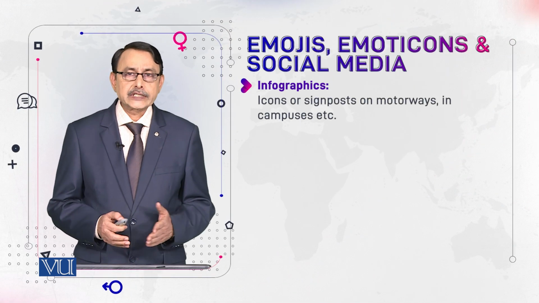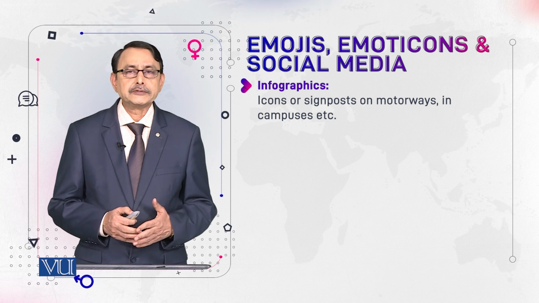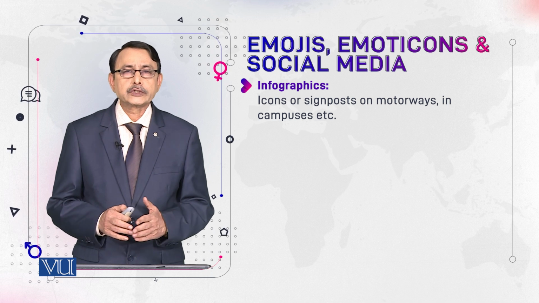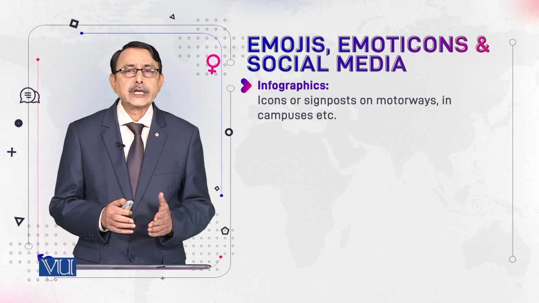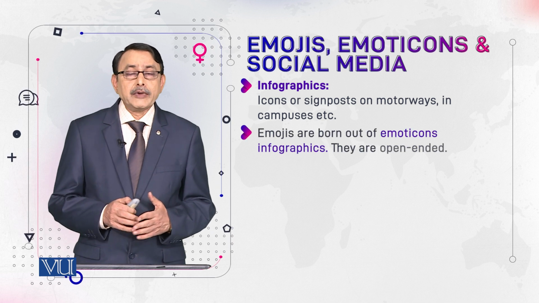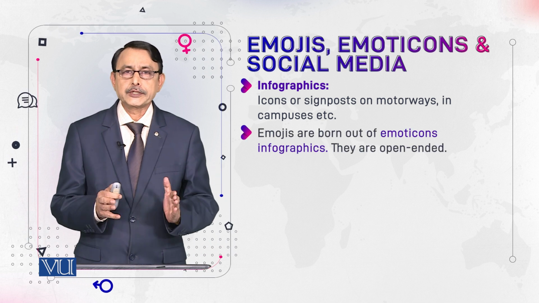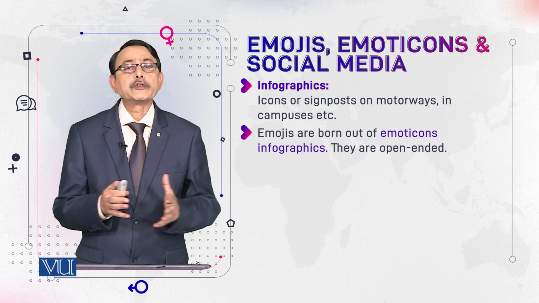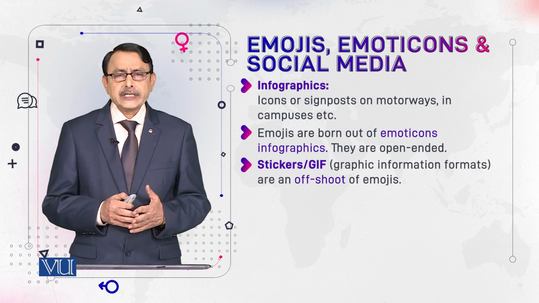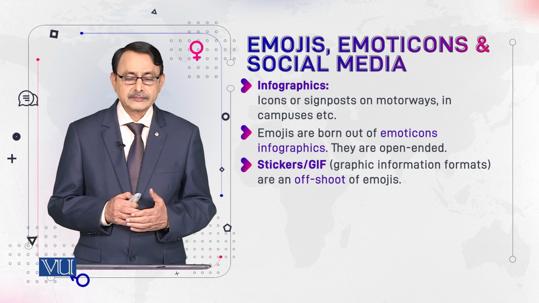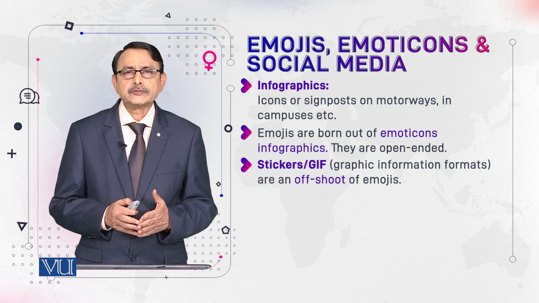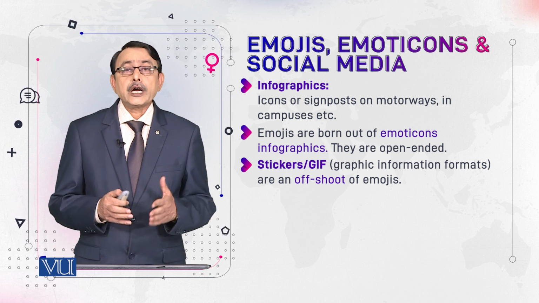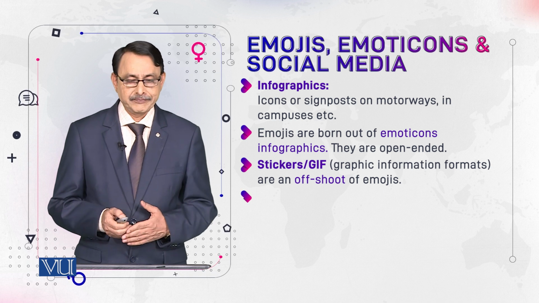Then we have infographics, information and graphics. This is a blend of these two English words. So they are icons which you see on motorway signposts, or in signposts in your campus, etc. Emojis are born out of these two, emoticons and infographics. And then another form is stickers or GIFs. The difference is that they are moving. Stickers are moving sometimes, and they are offshoots, a product of emojis.